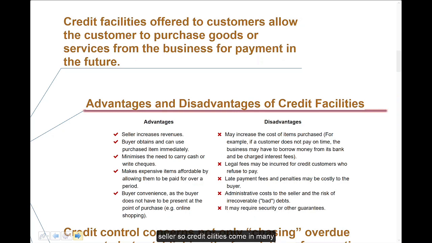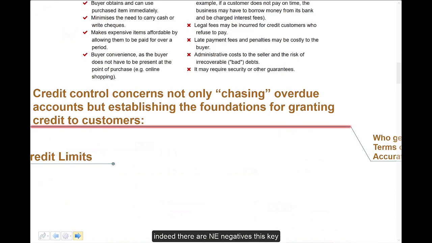So credit facilities come in many shapes and sizes. There are positives and indeed there are negatives. This key point here, certainly I have a lot of experience of this dealing in public practice, credit control. If you offer credit to businesses, you better make sure that your credit control facilities are bulletproof. We mean chasing. We mean chasing accounts where people are perhaps not paying on time.